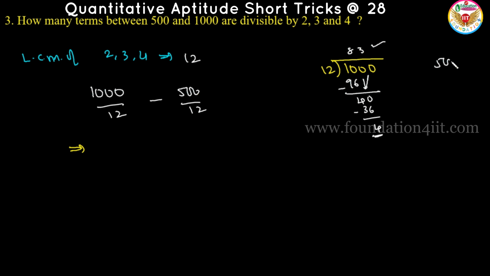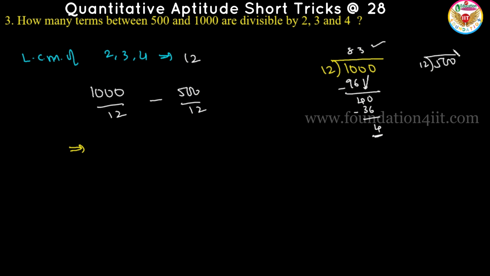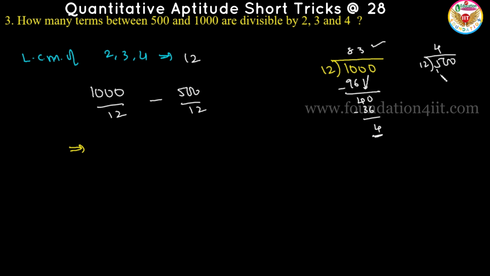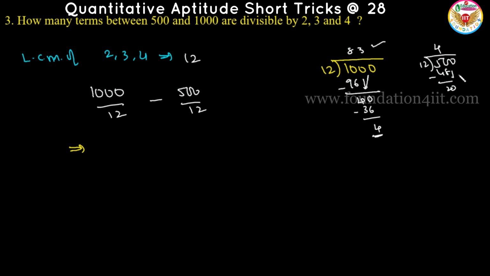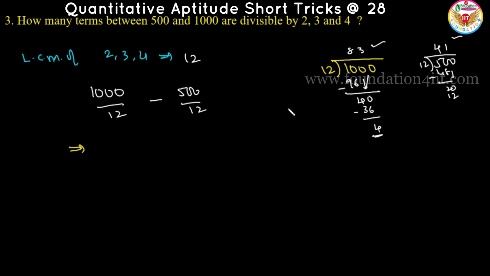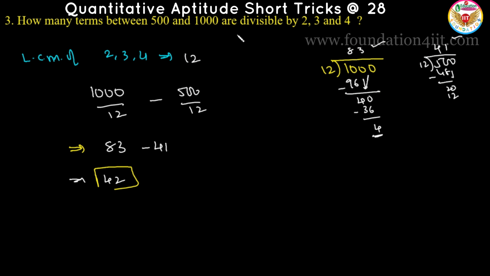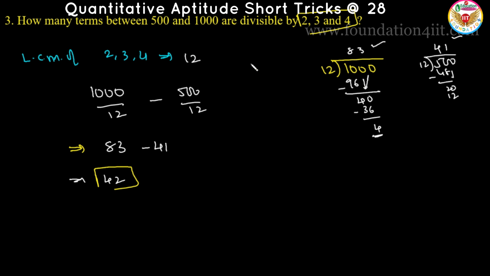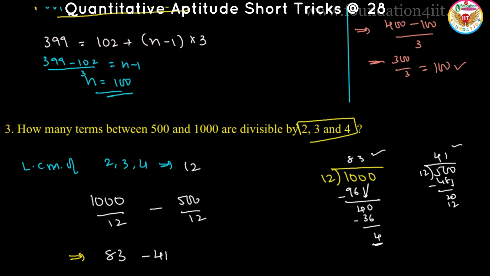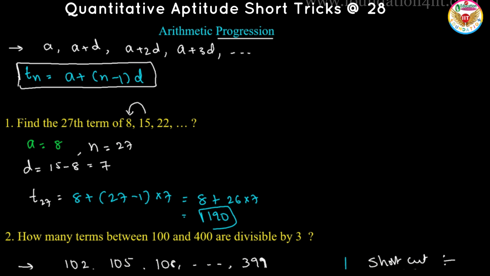Next, 500 divided by 12: 12 times 4 is 48, and we can only take the quotient, 41. That means 83 and 41, and you subtract to get 42. So the total number of terms between 500 and 1000 divisible by 2, 3, 4 together is 42. This is the short technique you can apply to find the numbers between them, and this is the concept of the progression.